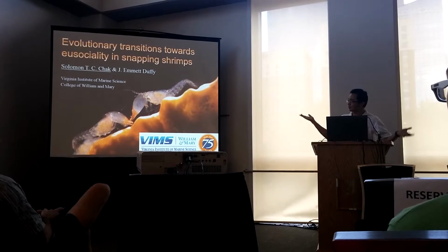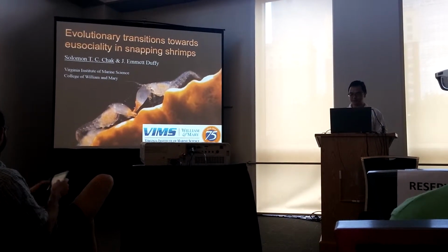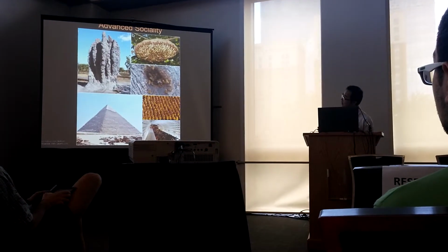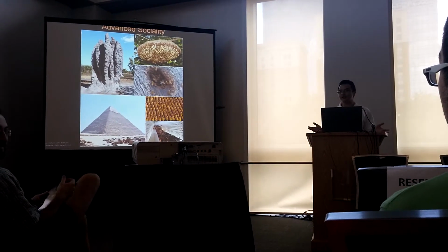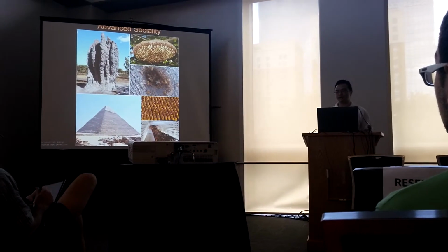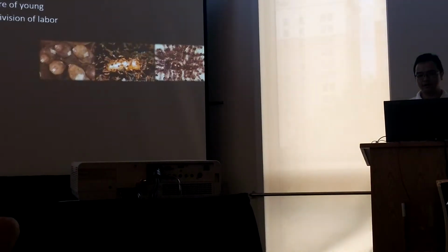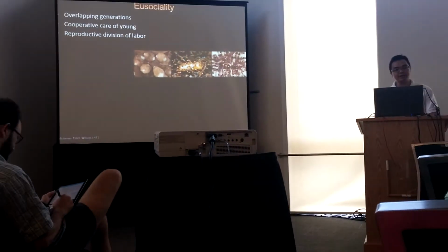So we're going to talk about evolutionary transition towards eusociality in snapping shrimps. First of all, advanced sociality is a major evolutionary innovation. It allows social insects to dominate the habitat, and also in some way our own species to conquer the earth. Eusociality especially has been of interest to evolutionary biologists for a long time.